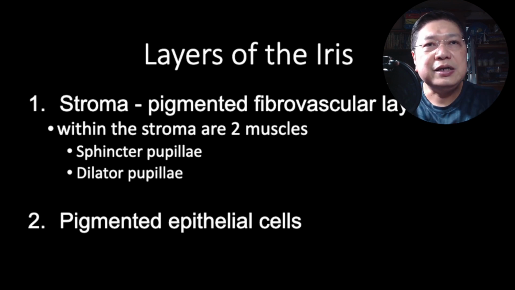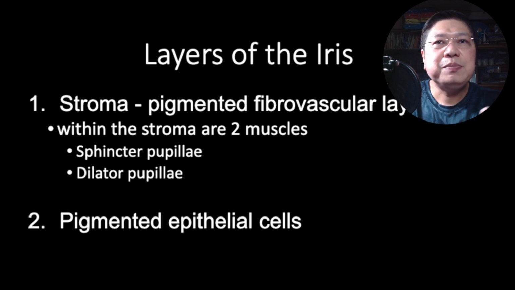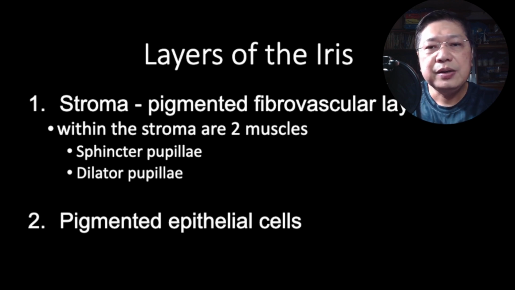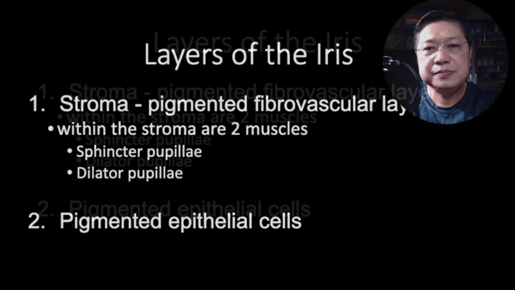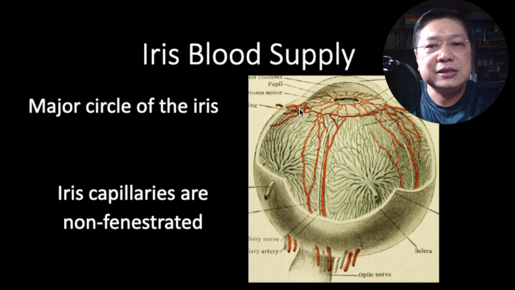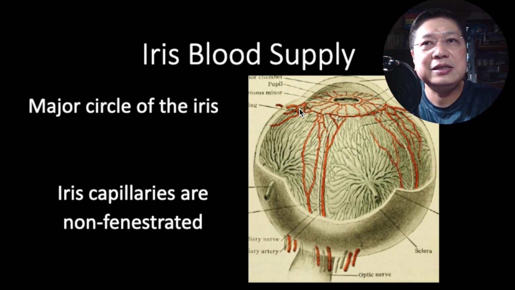So layers of the iris, there are only two: the stroma and the pigmented epithelial cells. Now, the stroma is the pigmented fibrovascular layer, and you have two muscles inside: the sphincter pupillae and the dilator pupillae. And you have the pigmented epithelial cells. The blood supply of the iris is very, very complicated. This is what we were kept telling you about. The major circle of the iris, that's the one on top. Those are the blood vessels from the iris.